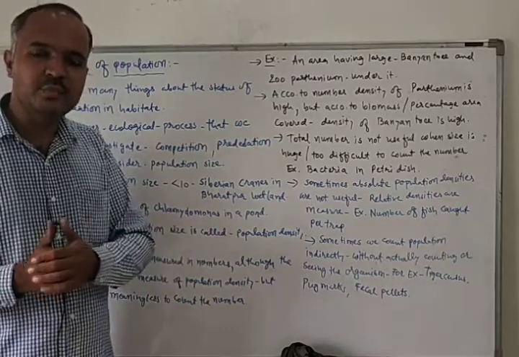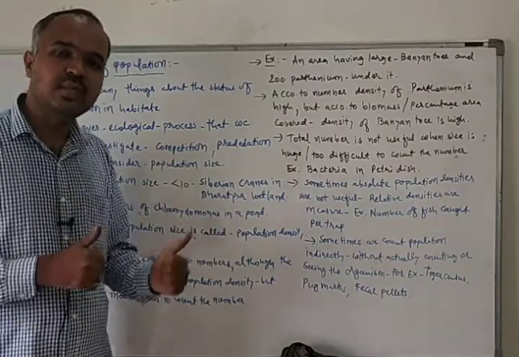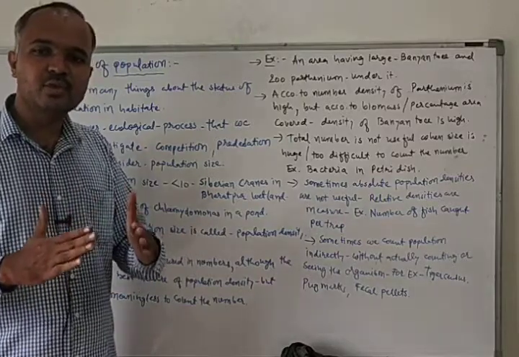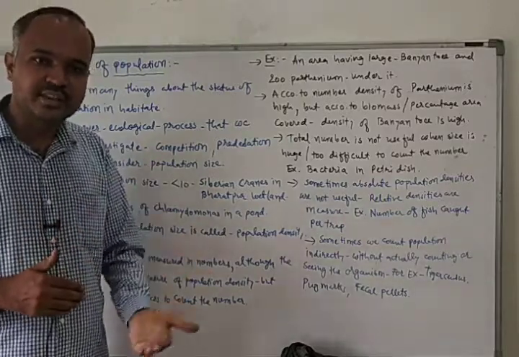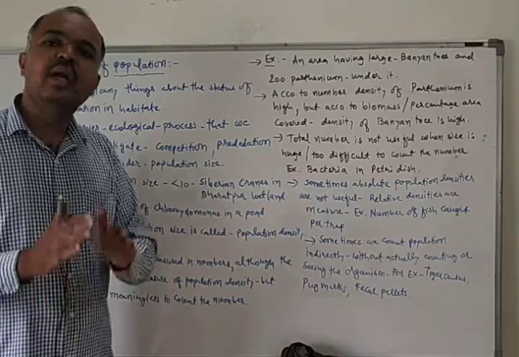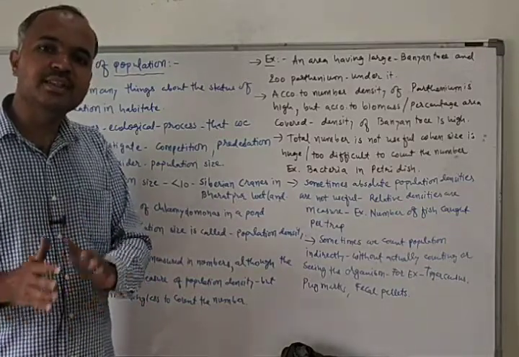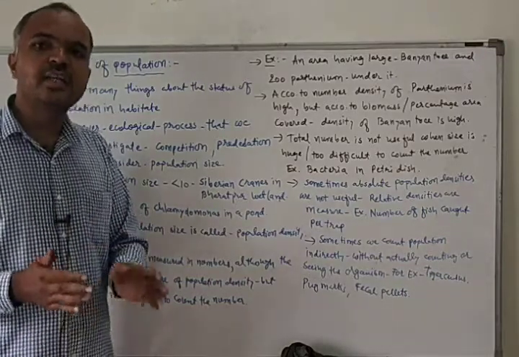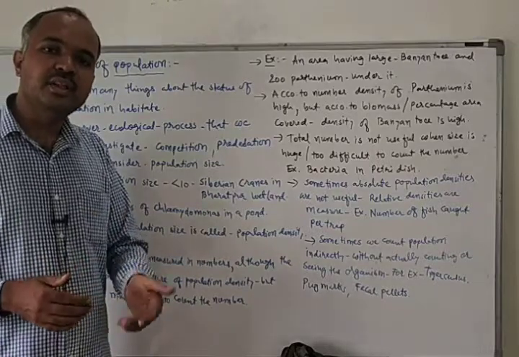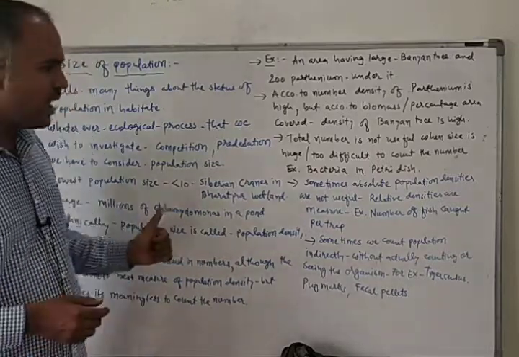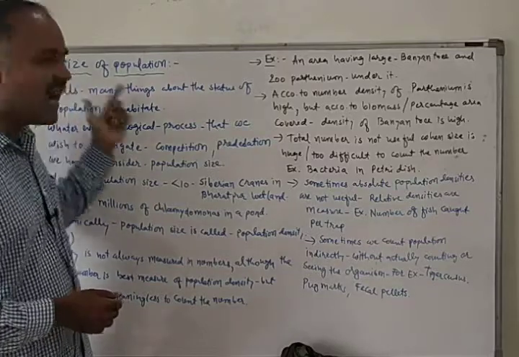Three types of age pyramid we saw in the last video, and we said that the cone shaped age pyramid says that the population is increasing, the bell shaped age pyramid says that the population is stable, and the urn shaped age pyramid shows that the population is declining. Okay, and today we are going to talk about the size of the population.